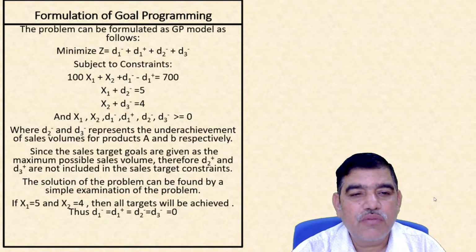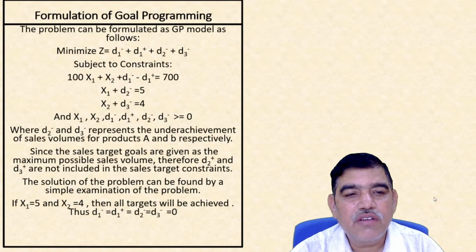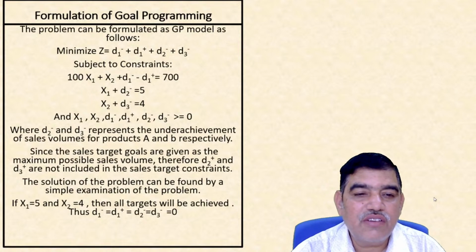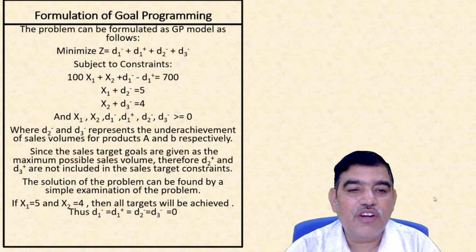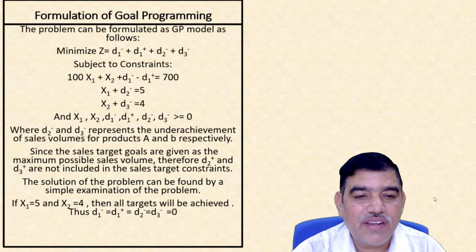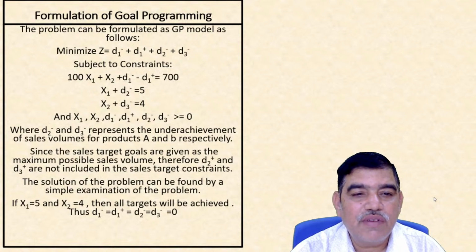100x1 plus x2 plus d1 negative minus d1 positive equals 700, as mentioned in example 1. Now x1 plus d2, a deviational variable, x1 plus d2 negative equals 5. Here we are not considering d2 positive because the sales target goals are given in the question as the maximum possible sales volume. Therefore, d2 plus is not required. So x1 plus d2 negative equals 5.